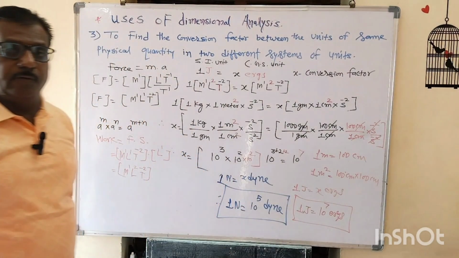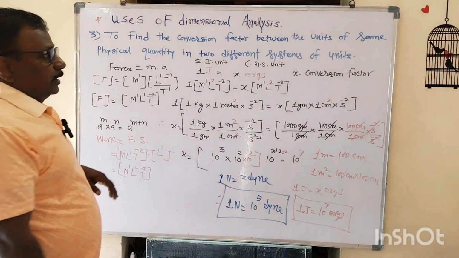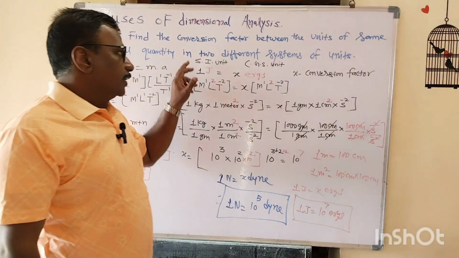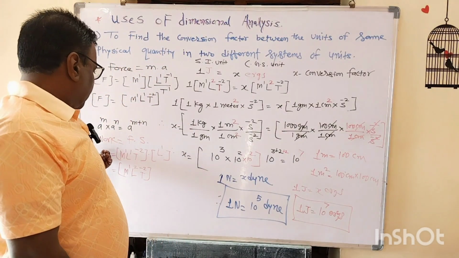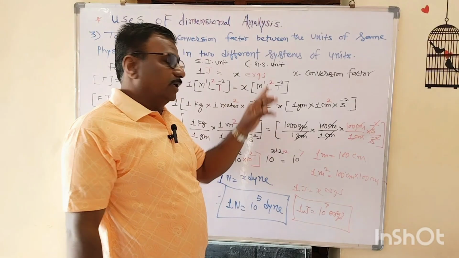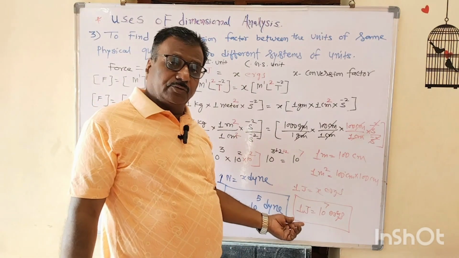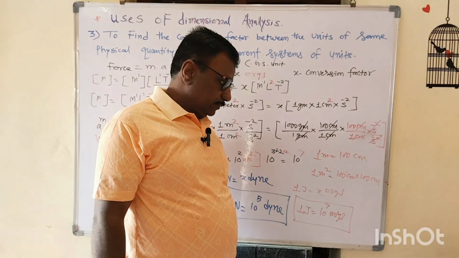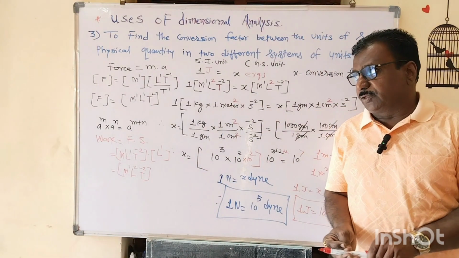That means when we take a physical quantity like work done, there are two systems of measurement, the SI system and the CGS system. In the SI system, work is measured in joule. In the CGS system, work is measured in ergs. So we convert: 1 joule is equal to 10 to the power 7 ergs. So that is the third use of dimensional analysis.